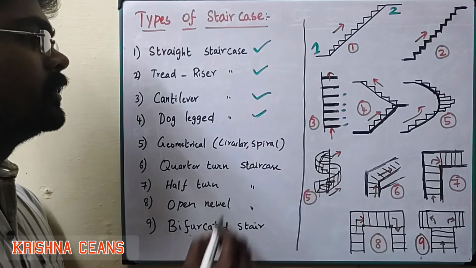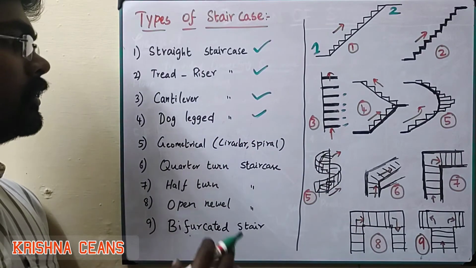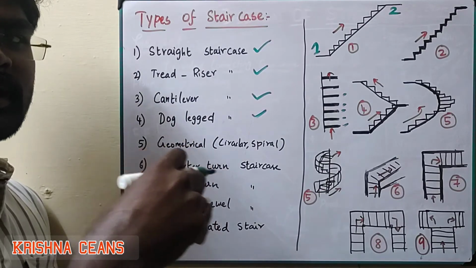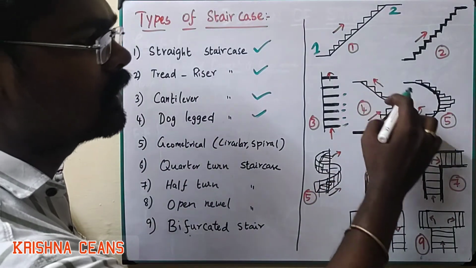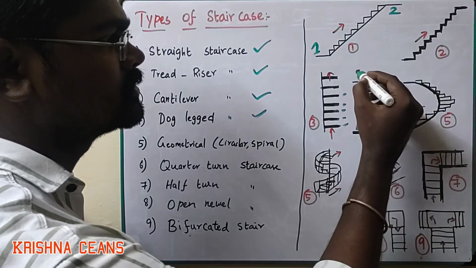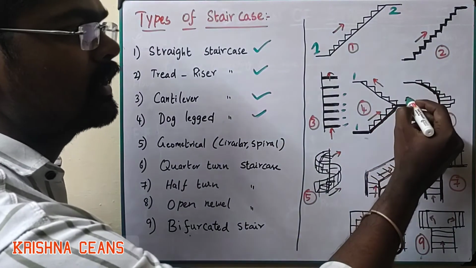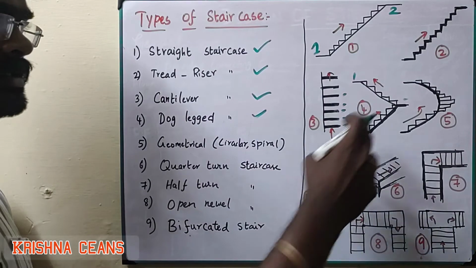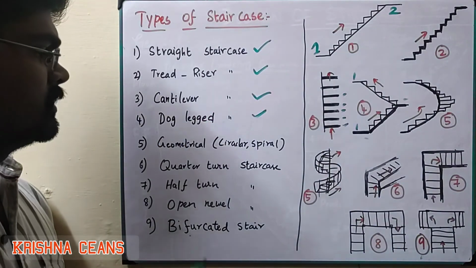Next, dog legged. It is frequently used in most buildings. When we look from the side view, it will look like a dog leg shape. This is the dog legged staircase. Here is the landing, and this is another floor landing. Halfway there is another landing provided here, so we can easily reach the other floor. So this is the dog legged staircase.